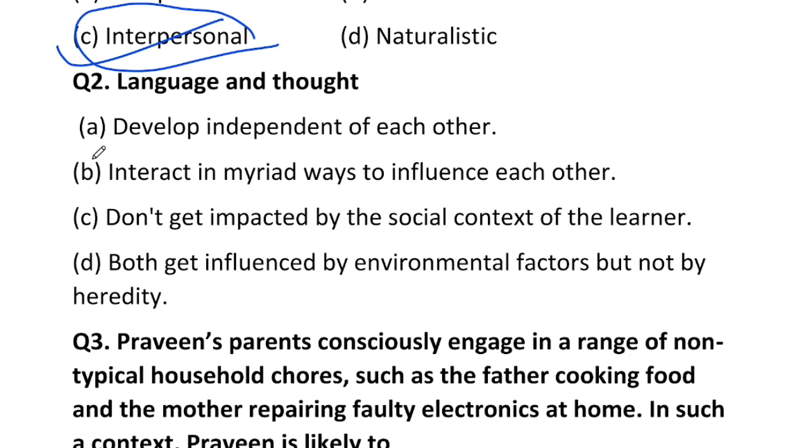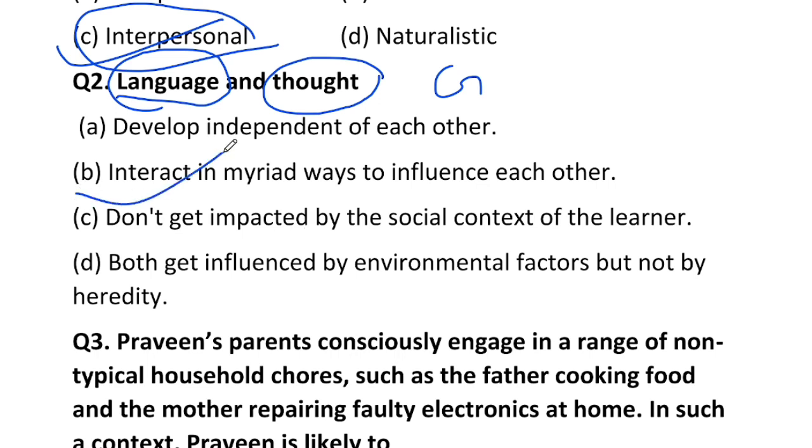Language and thought develop independent of each other. No, both language and thought are related, because language is related to the environment whereas thought is related to intelligence, meaning genetics. And development is the product of genetics and environment. So this is wrong. Interact in myriad ways to influence each other. Myriad means like 100,000 times. So this can be considered.